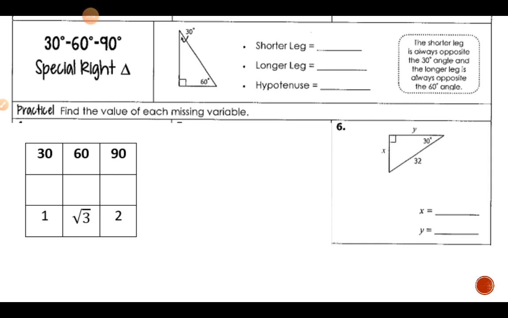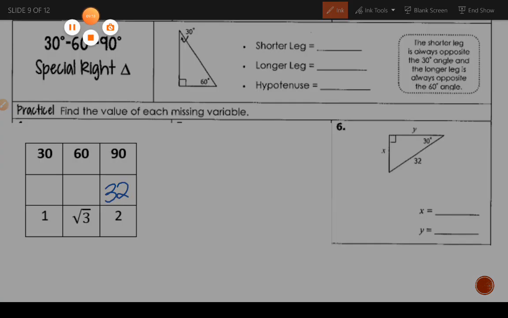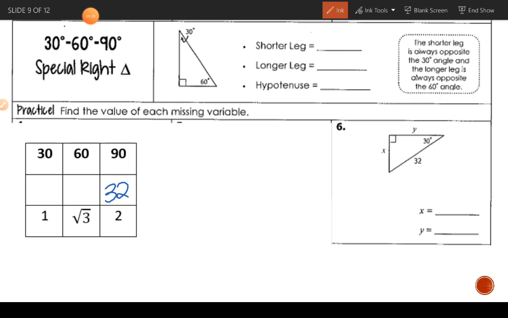That one's going to be a similar one as well. So let's look at this one. We have 32 across from the 90, and the x goes across from the 30. And the y is going to go across from the 60. So let's set up our proportions. I have y over radical 3 is equal to 32 over 2.